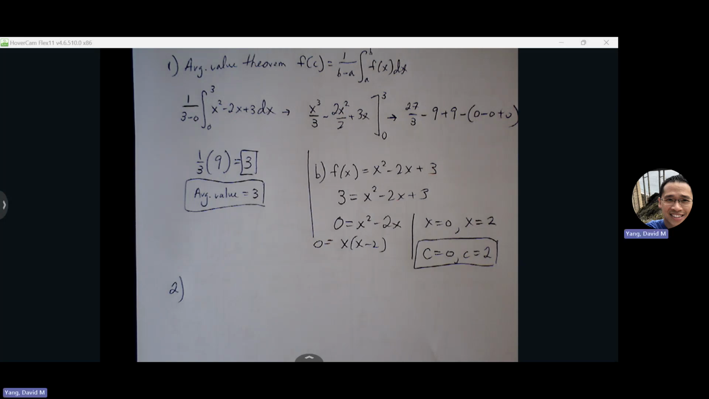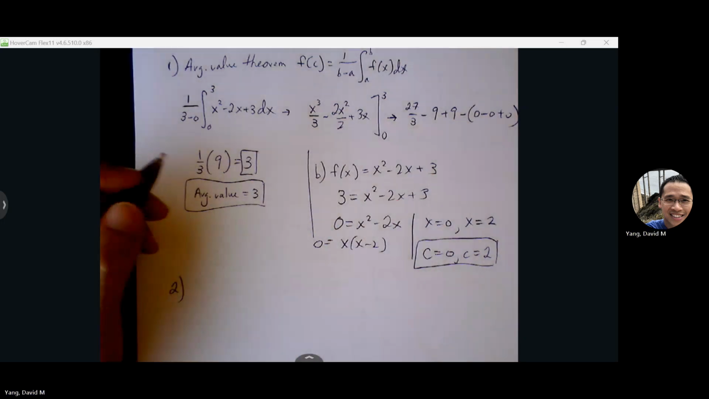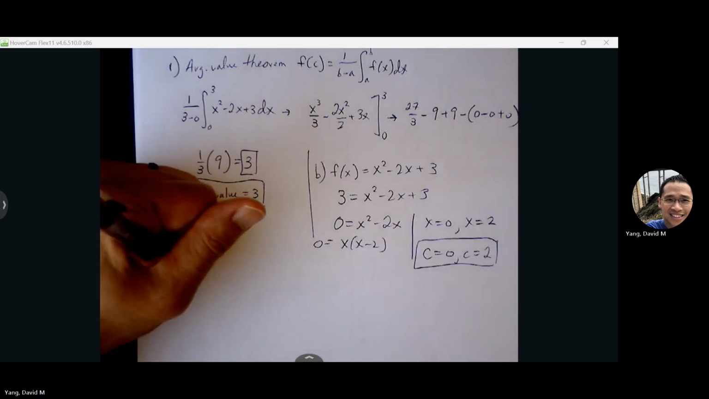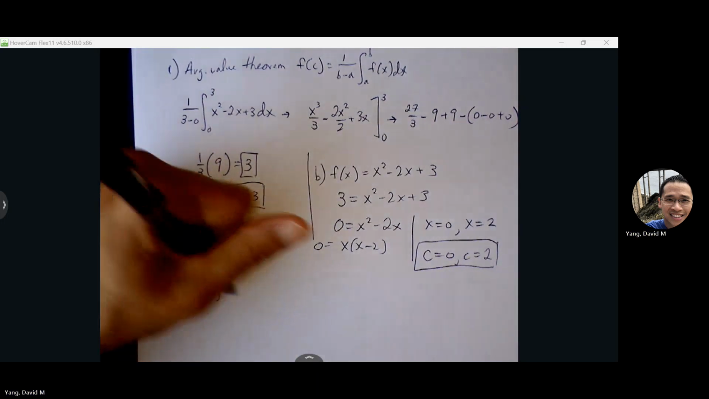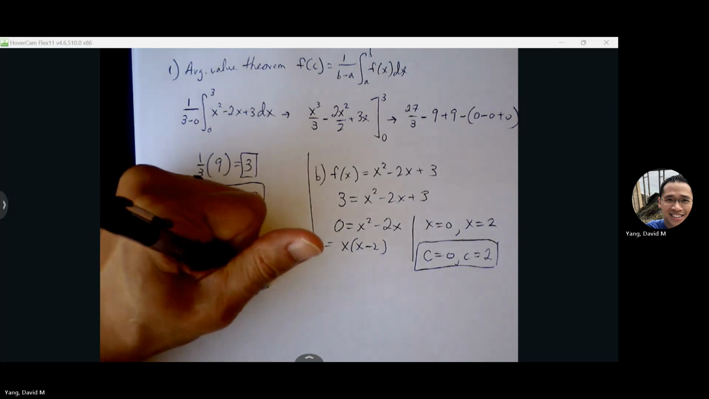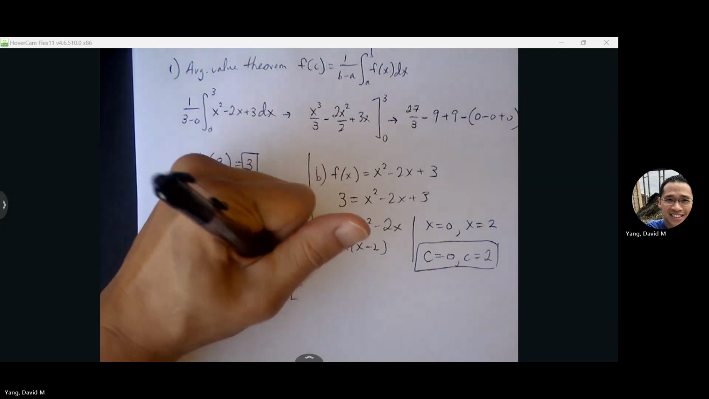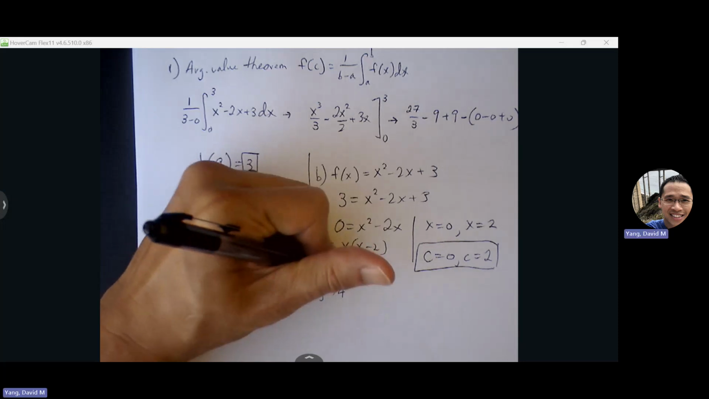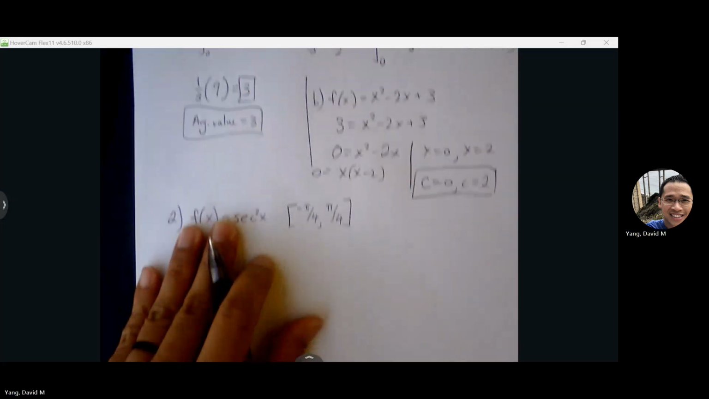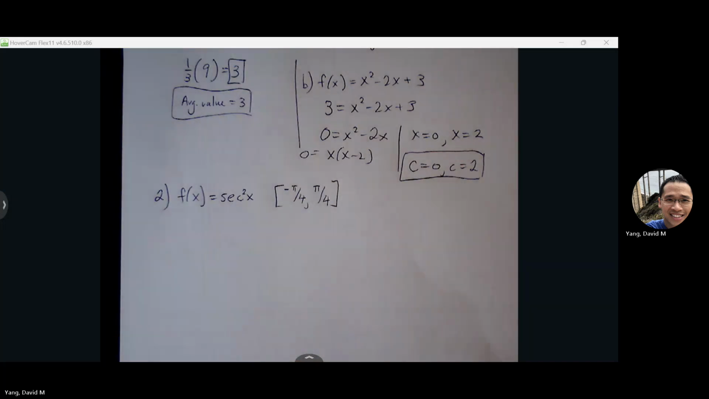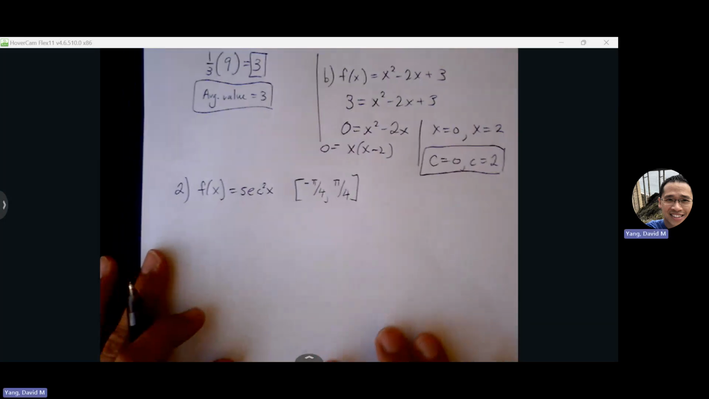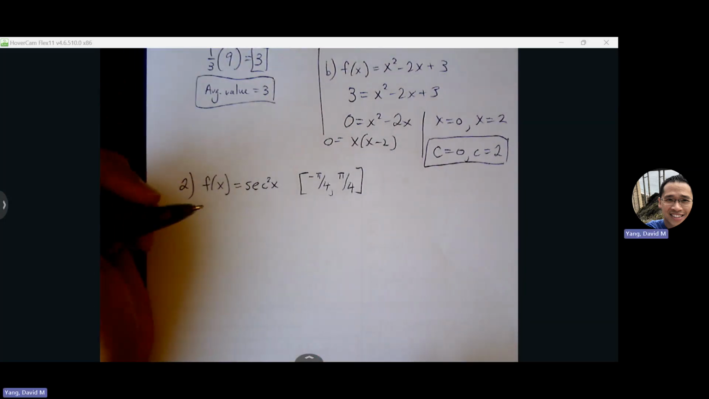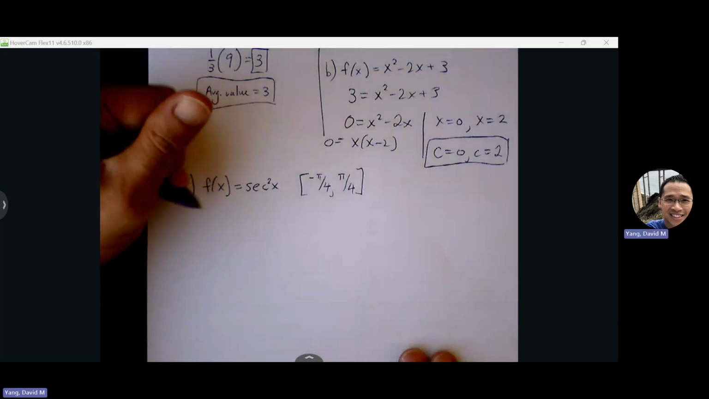Number 2, average value theorem, but we're dealing with trig. Again, non-calculator, so we have to get all the way down to the ratio values. We can't leave our answer with trig left in it for our average value.